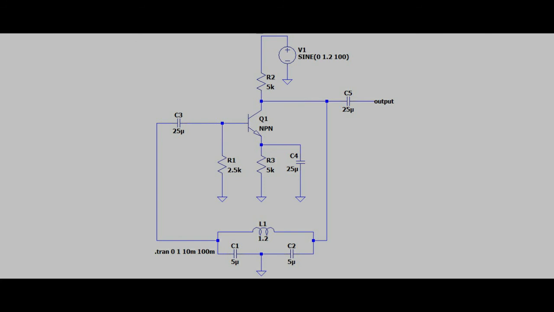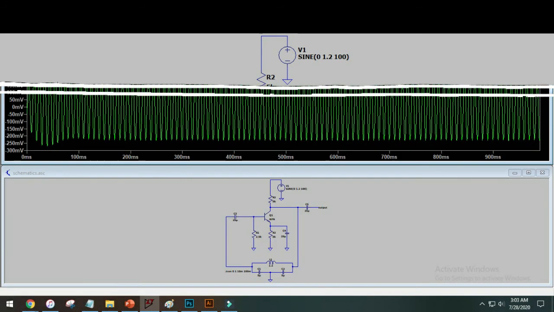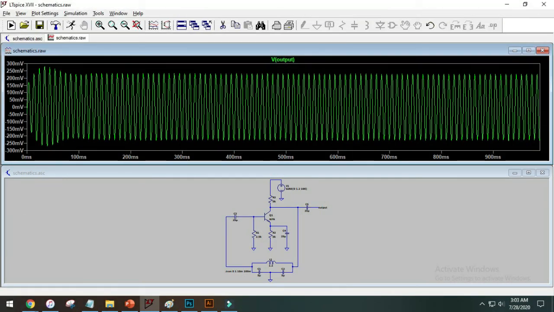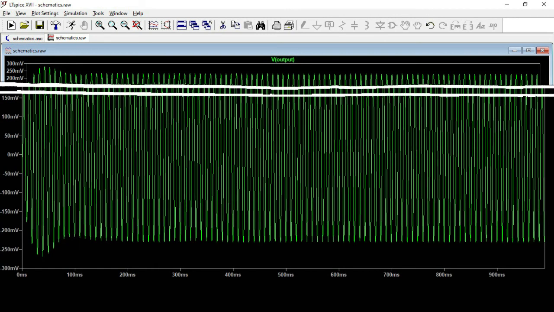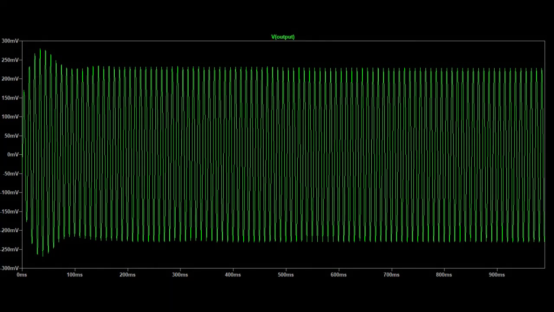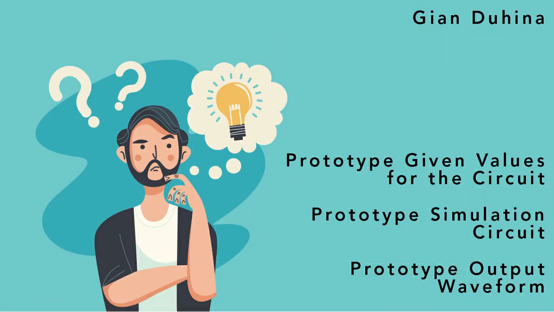For running the simulation, the settings were set to the following preferences: transient analysis that will stop at 1 second. The time to start saving data will be at 10 milliseconds, with a maximum time step of 100 milliseconds. The waveform shows a sine wave due to the response of the circuit. It adheres to the theory of Colpitts oscillator.